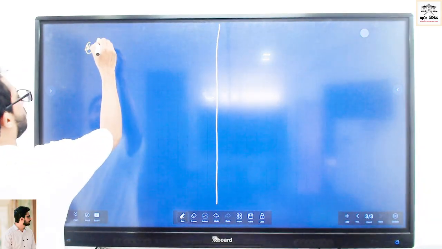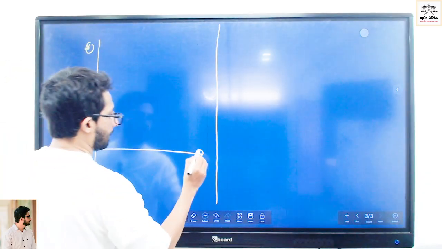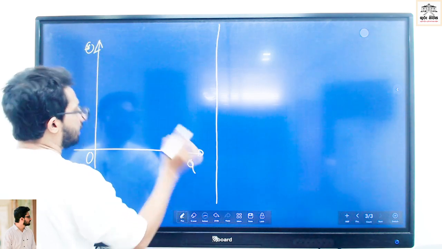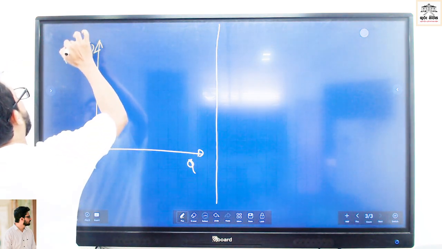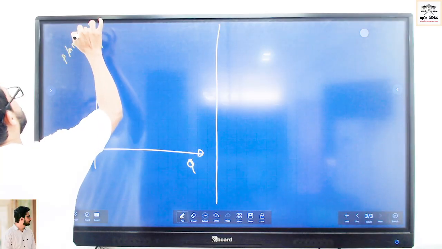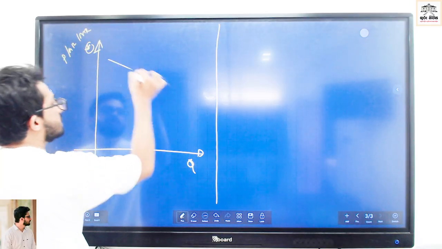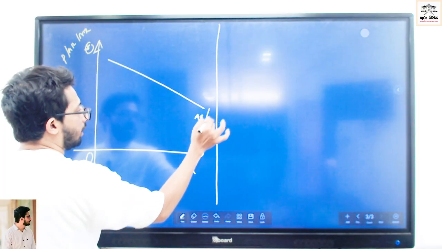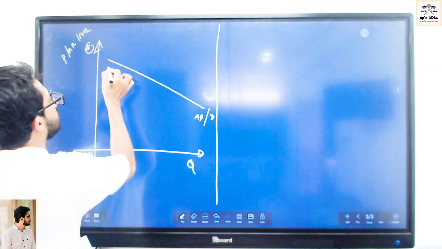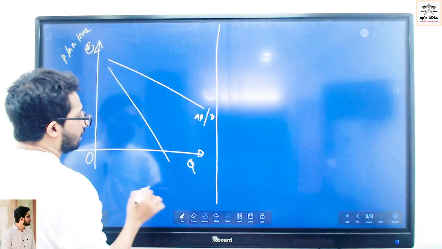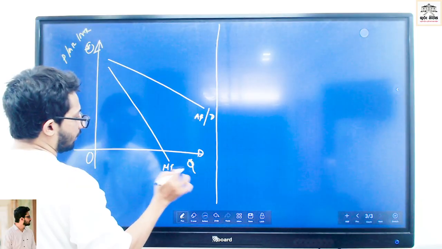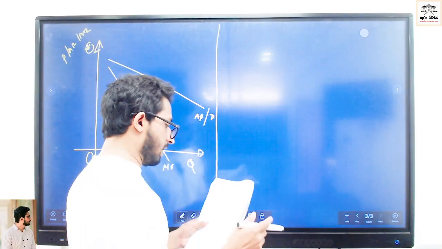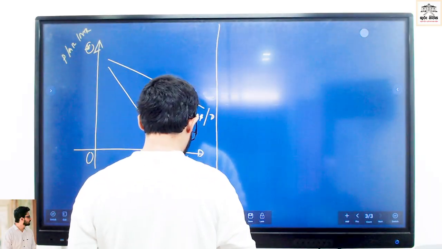This is the shape, the normal shape. Without data, Buddha, you should be able to draw this diagram. Quantity here, price, MR, AR. This is the shape of the AR or demand curve. This is the MR curve. Now next to the diagram, write down both MR and AR.